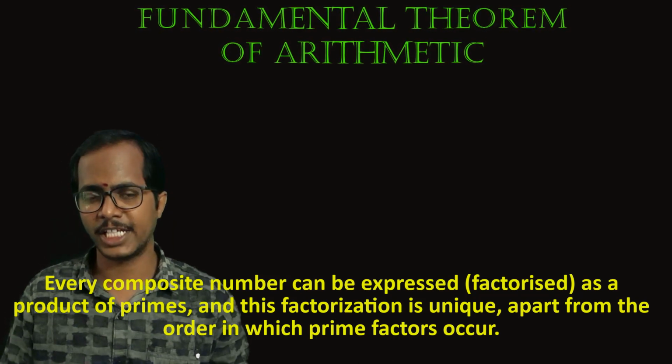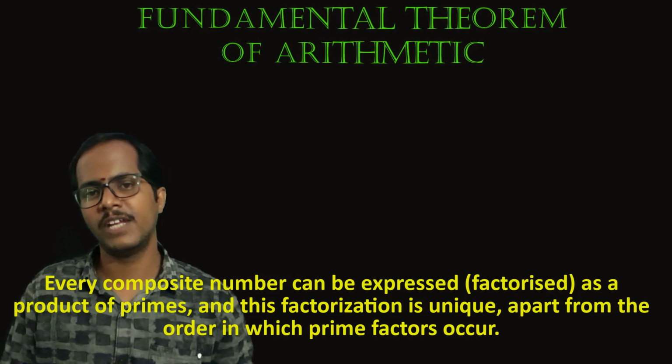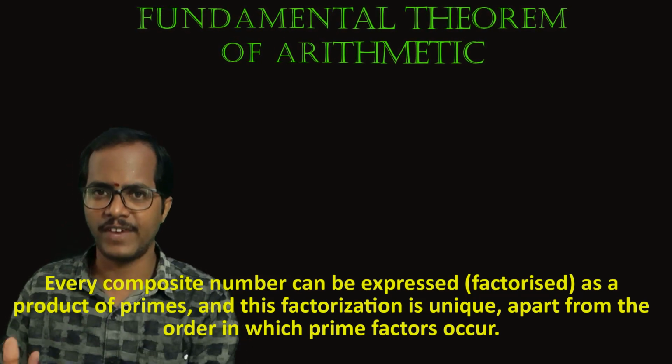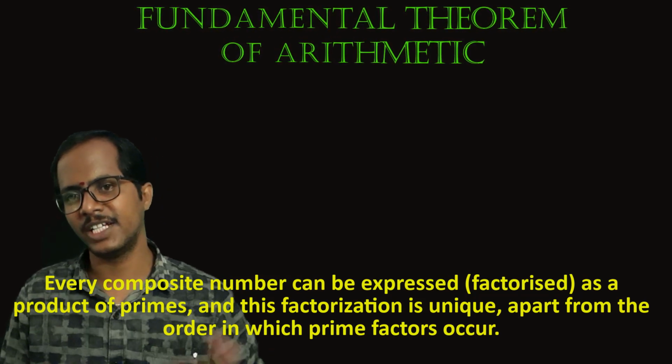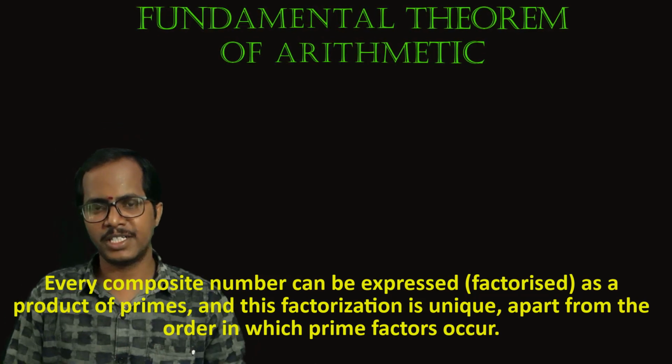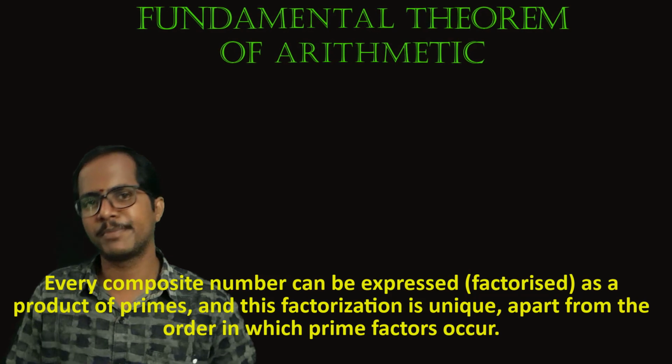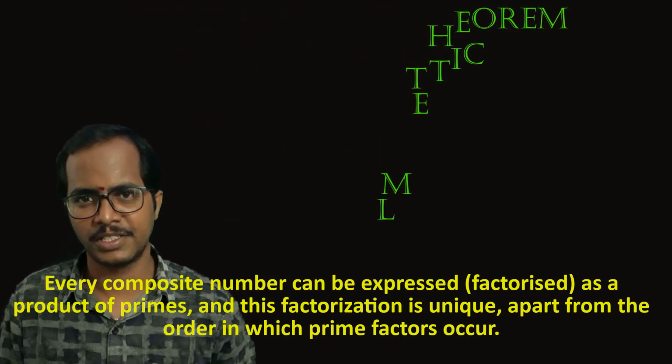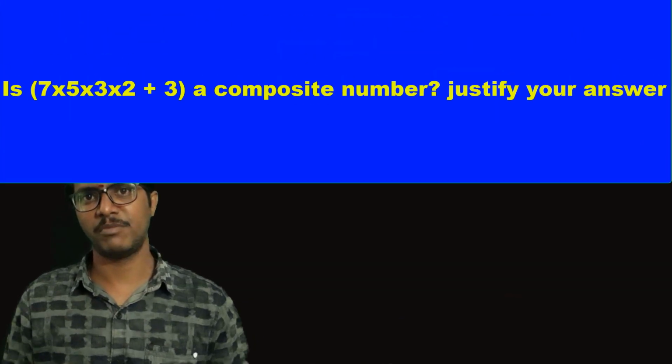That means we can express that composite number in one and only one way as its prime factors, except for the order in which they appear. So using this fundamental theorem of arithmetic, we can explore the properties of real numbers. So let us consider one problem.